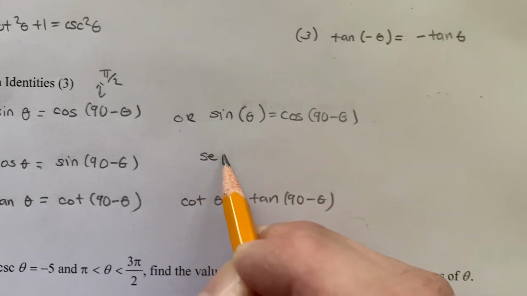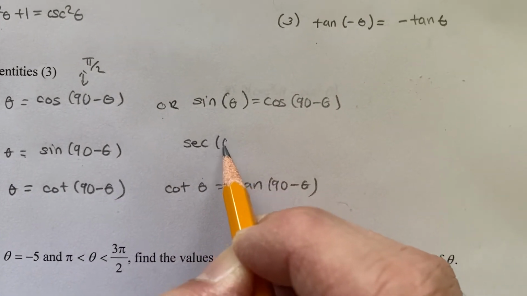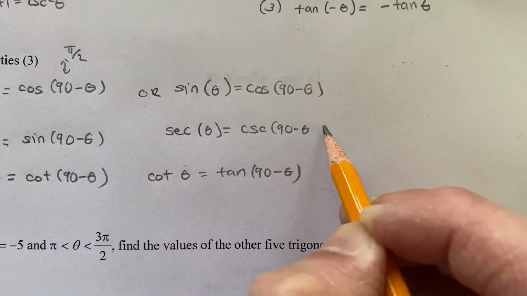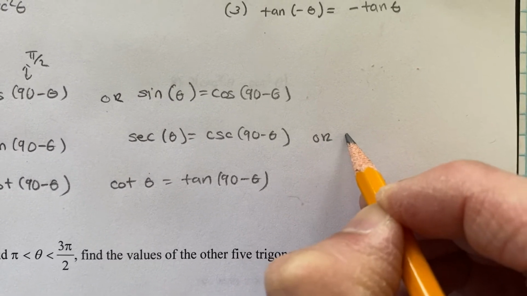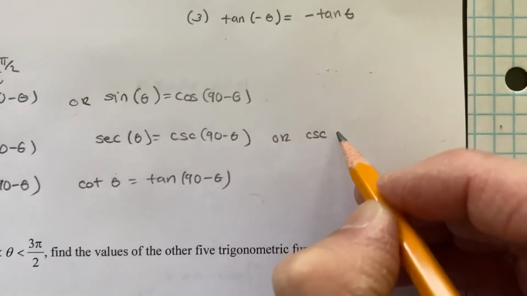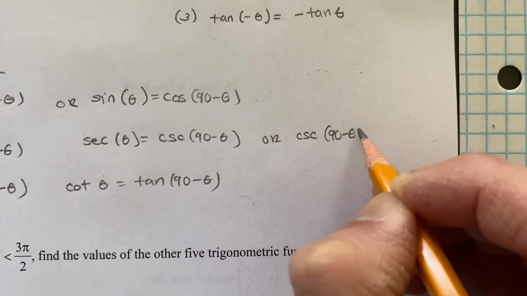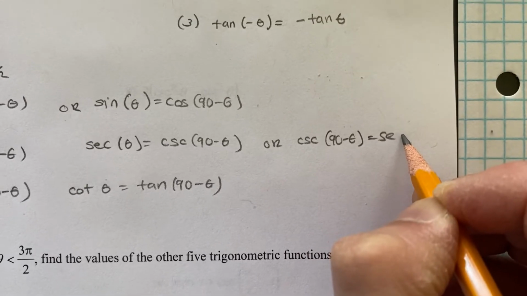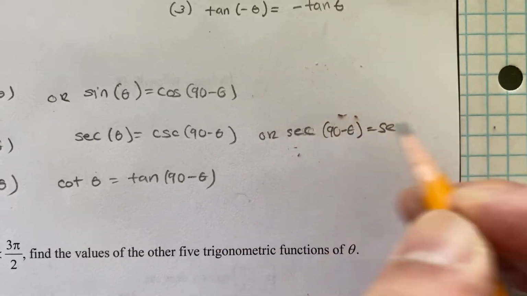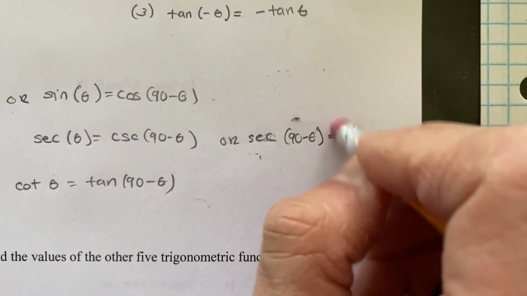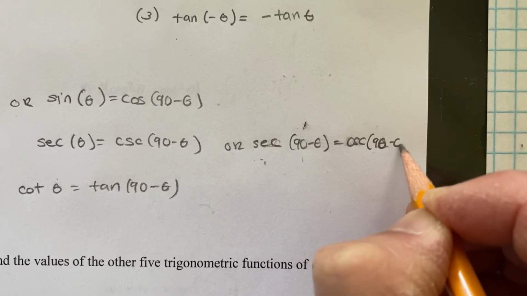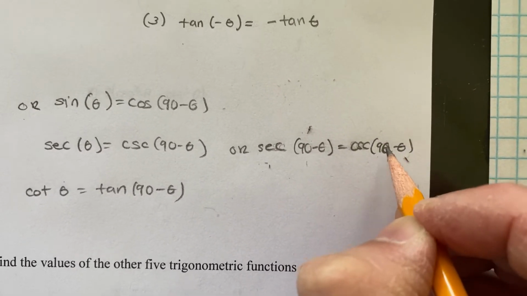You could say the secant of theta is the same thing as the cosecant of 90 minus theta. Or you could say the cosecant of 90 minus theta is the same thing as secant. Or sorry, I should have said secant of 90 minus theta is the same thing as cosecant of 90 minus theta. Okay, there should be a 90 right here.